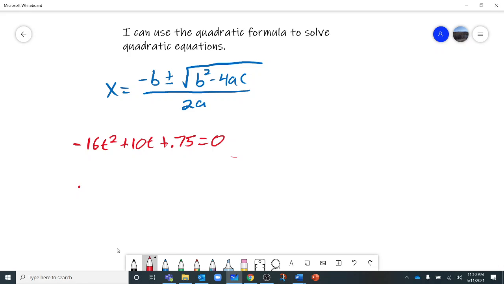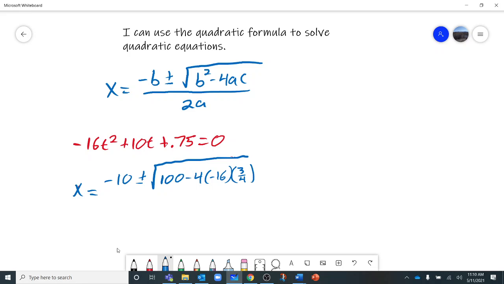So we're just going to say, okay, x is equal to negative b, b is 10, so negative 10 plus or minus the square root of b squared, that's 100, minus 4 times negative 16 times, I'm going to make that 0.75, 3/4. You don't have to do that, and you can use a calculator to calculate that part. There's no problem with that. Try and draw a straighter line. It's not great. Okay, divided by 2 times a. A is negative 16, so 2 times a would be negative 32.